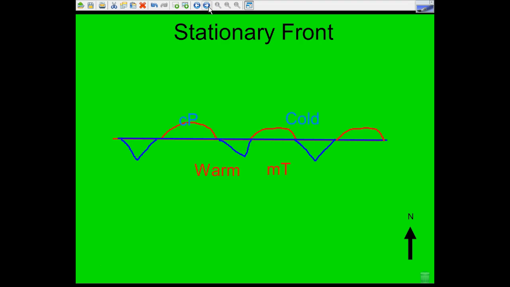Neatening it up a little bit, the appropriate symbol for a stationary front is a cold front on one side and a warm front on the other. And again, the symbols need to be on the side in which it's moving. So the warm air mass is moving to the north over here, and the cold air mass is moving to the south from here. It's a pretty quick, easy, straightforward situation.